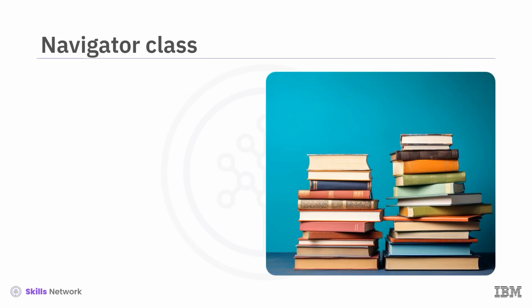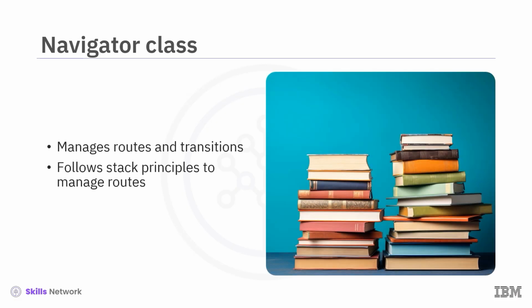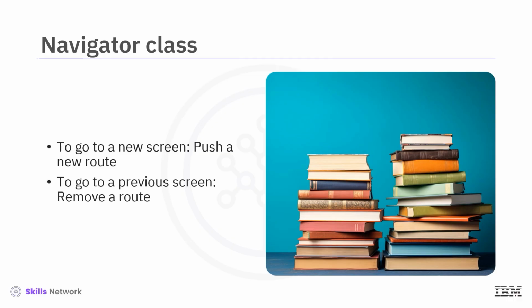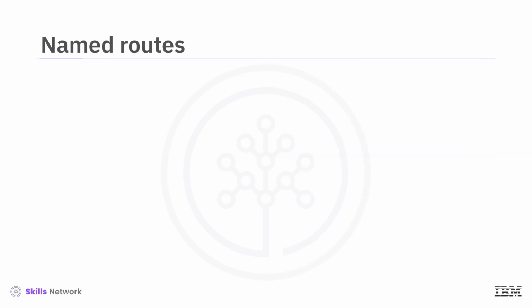Next, we'll look at how the Navigator class manages routes and screen transitions. This class follows stack principles that resemble adding a book to a stack of books. You'll need to push a new route to the stack to go to a new screen. Removing a route from the stack will take you to the previous screen, just like pulling a book from a stack. There are two methods for defining routes.